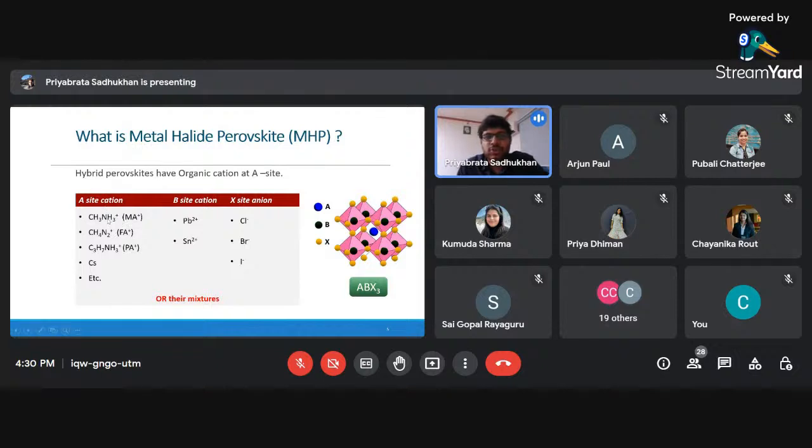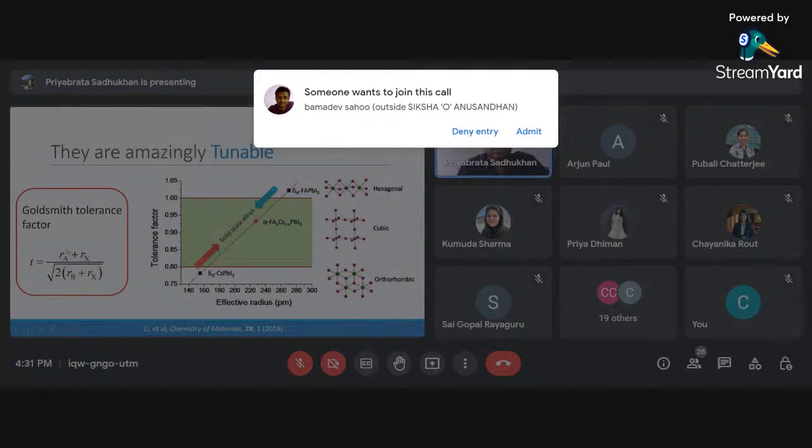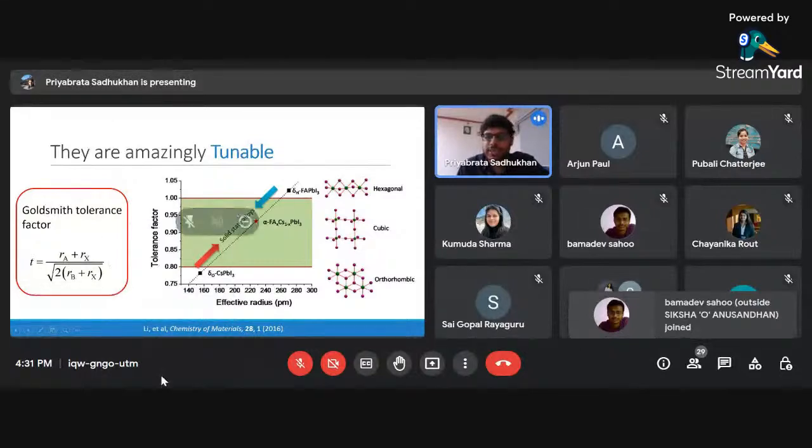But for the A position, we can choose both organic and inorganic materials like methylammonium, formamidinium, or cesium. Now, we can choose any one from each of these segments and mix them together to make a perovskite structure. Of course, we need to follow a certain condition, termed the Goldschmidt tolerance factor. This tolerance factor is calculated using the ionic radii of the A-site, B-site, and X-site ions. Using this calculation, if we get a t value between 0.8 and 1, it is structurally possible to make a perovskite structure.